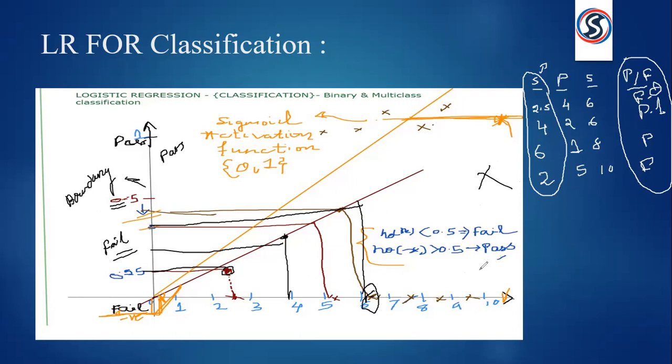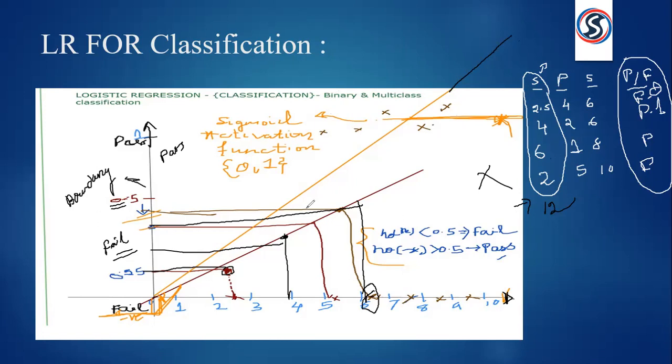Now, the third scenario: suppose tomorrow an outlier comes. Suppose tomorrow one person comes who is studying for around 12 hours. Suppose this is the point. Now if I make the line, this linear line will just go beyond my graph when an outlier comes.